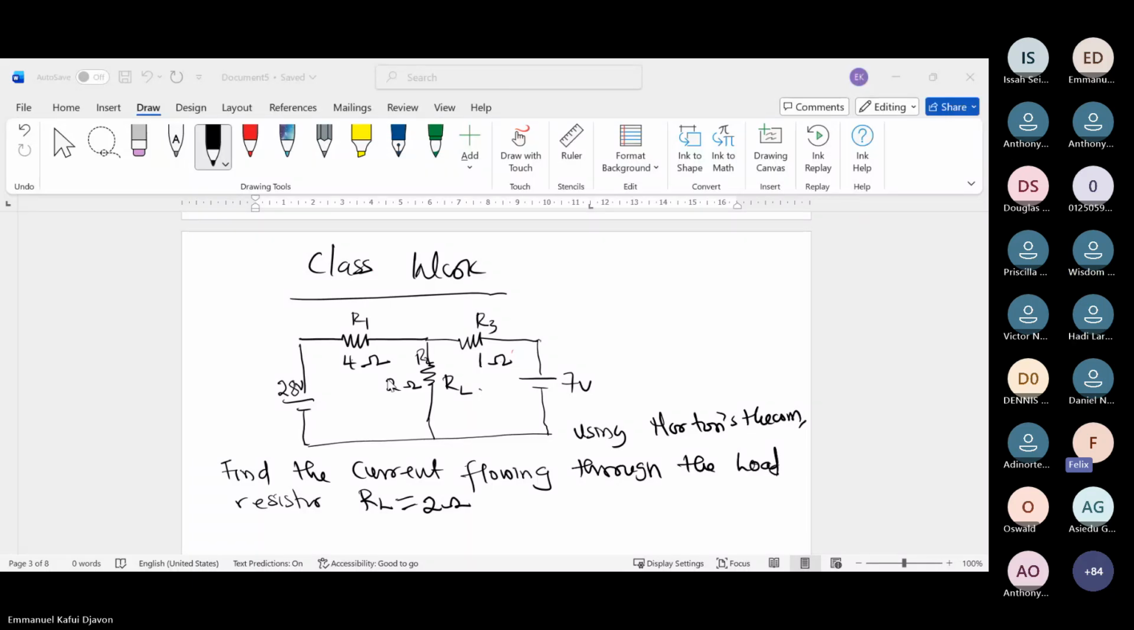Okay, thank you. So I got 4 times 1 over 4 plus 1. Prisla, are you listening? What's the formula for finding the current when you are using the current divider rule?